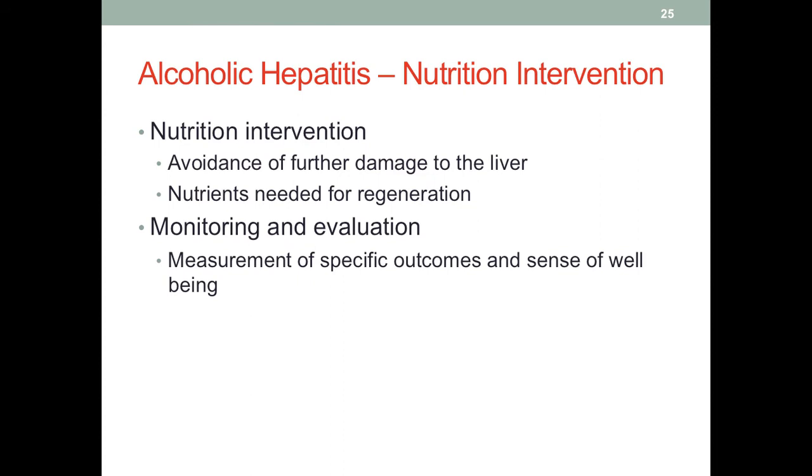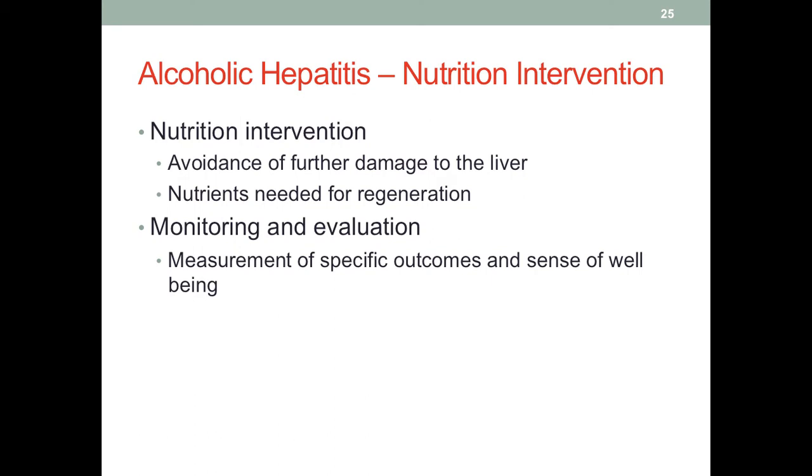The number one nutrition intervention in this population is to avoid alcohol. We really don't want them to consume alcohol to further damage the liver. Also, we want to provide adequate nutrient and energy for the liver to regenerate, although in most cases, this regeneration will not be complete. But getting something regenerated is better than nothing.